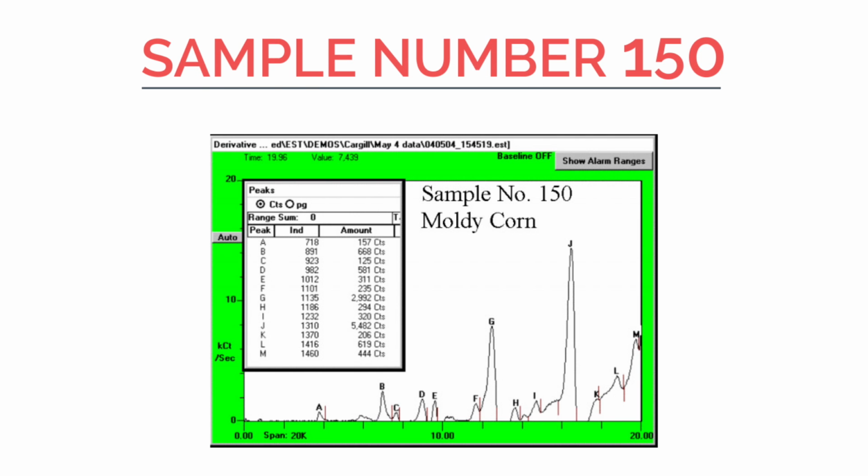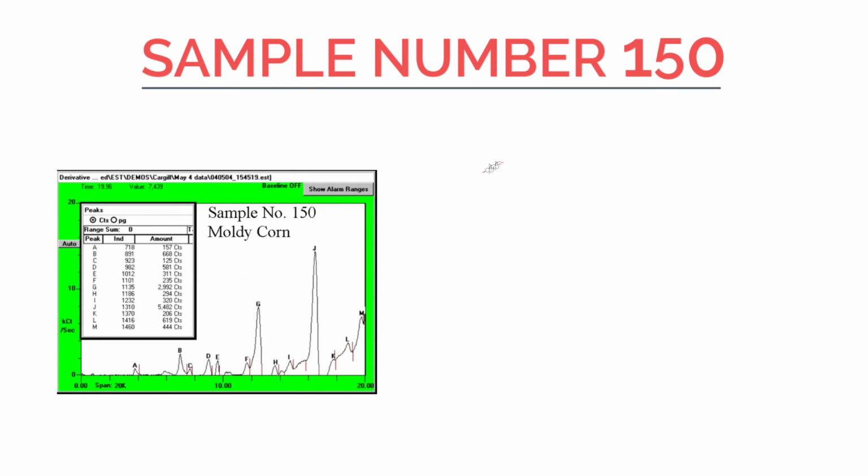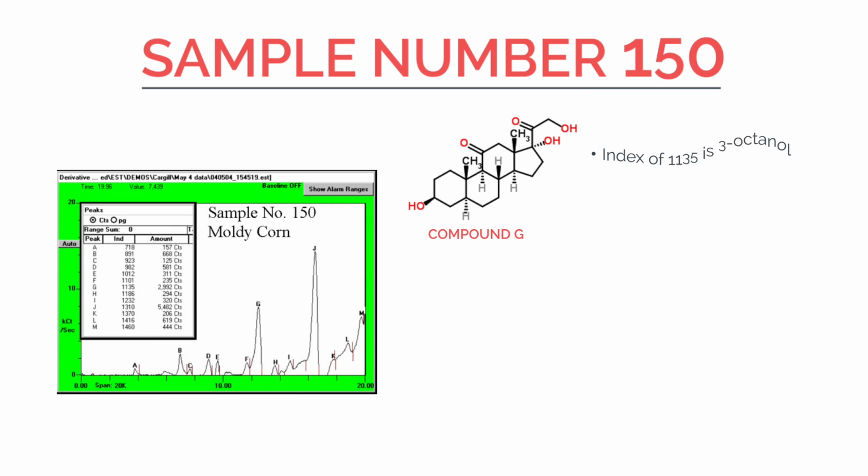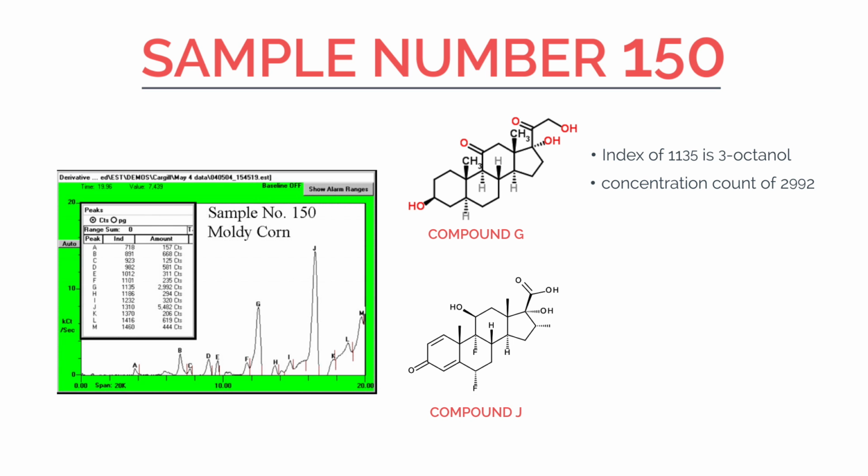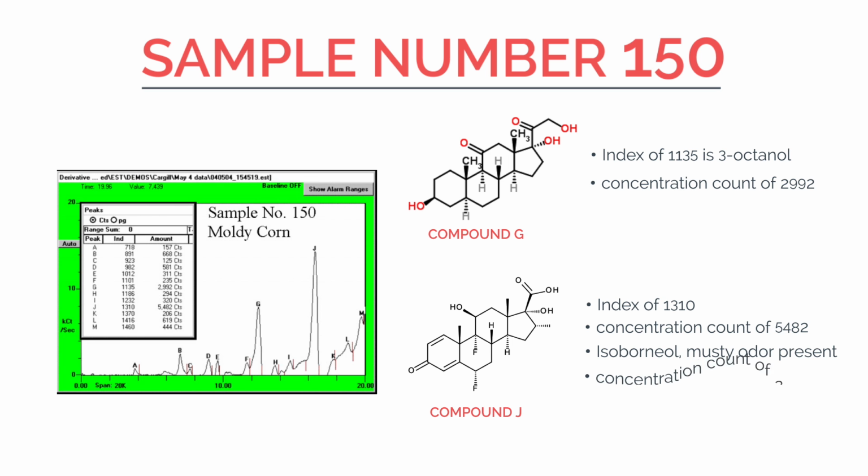Sample 150 of moldy corn contained compound G, which had an index of 1135, is believed to be 3-octanol, and had a concentration count of 2992. Compound J present in the sample had an index of 1310 with a concentration count of 5482, and is believed to be either indole or untitled, which have pungent odors. Isoborneol, a musty odor, was also present but at a much lower concentration count of 294.